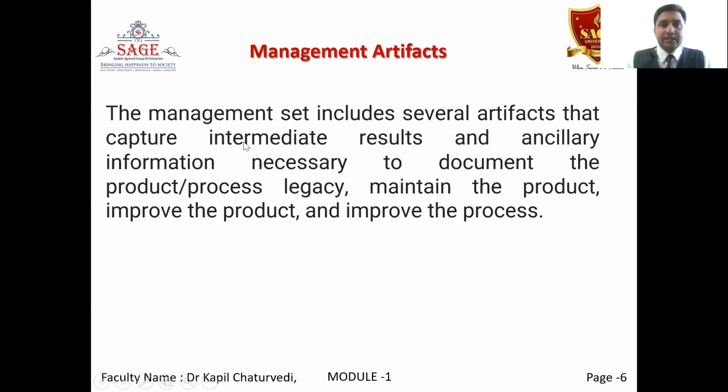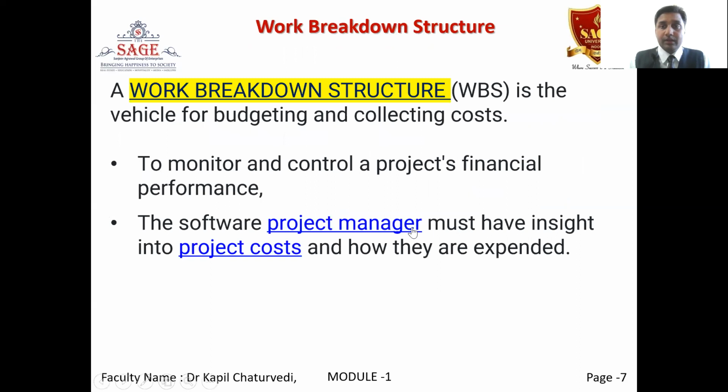So the management set includes several artifacts that capture intermediate results and ancillary information necessary to document the product's process legacy, maintain the product, improve the product, and improve the process. So basically we are making the artifacts. Why? Because we have to improve the quality of the product and the process of the product. So we will have to focus on these things so that we are preparing different kinds of artifacts.